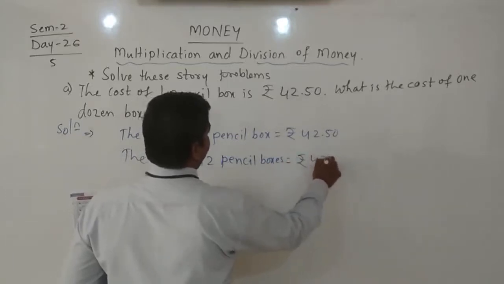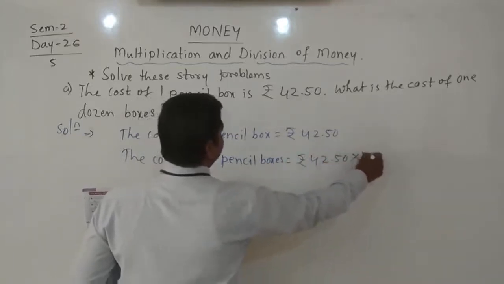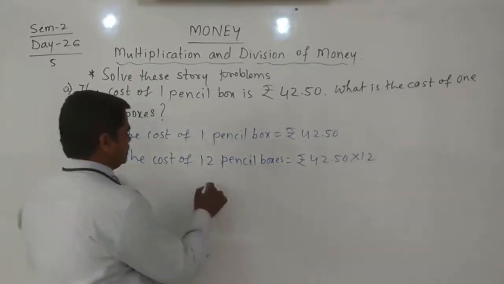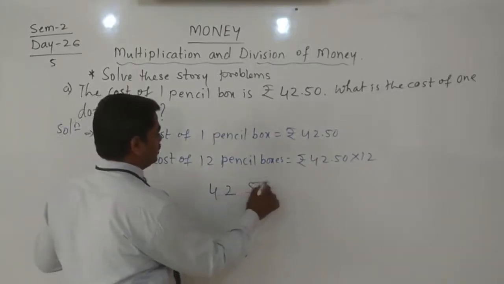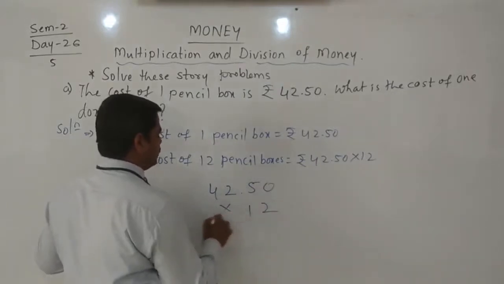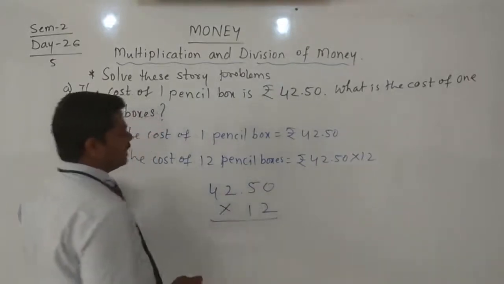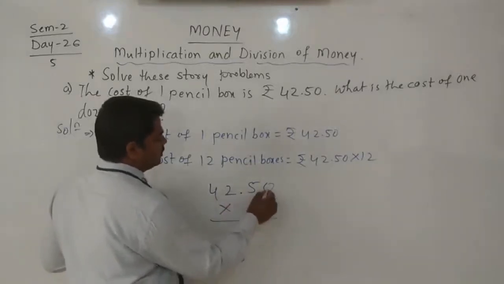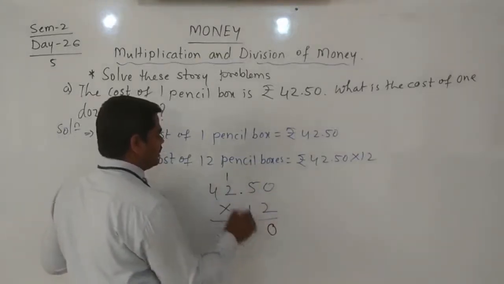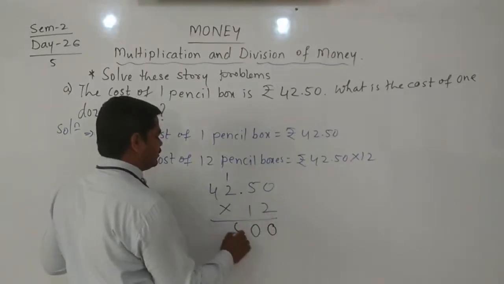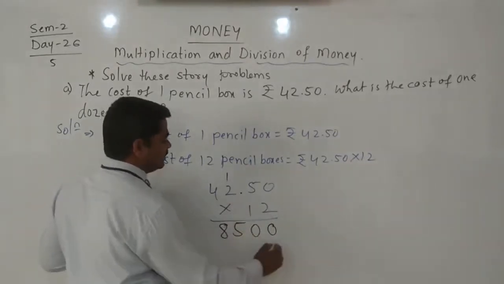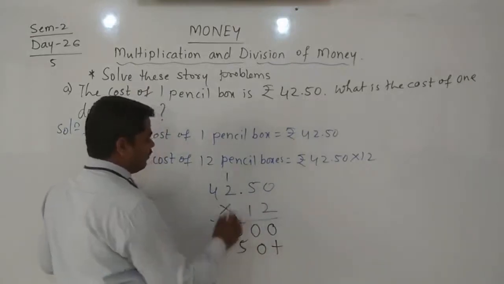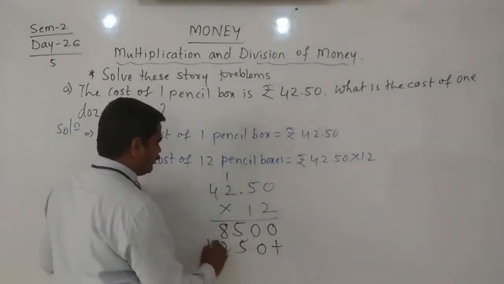rupees 42.50 multiplied by 12. Then we can write 42.50 into 12. A natural number multiplied with a decimal number, same process. 2 zeros are 0, 2 5s are 10, 2 2s are 4, plus 1 is 5, 2 4s are 8, plus 1 zero is 0, 1 5 is 5, 1 2 is 2, 1 4 is 4.